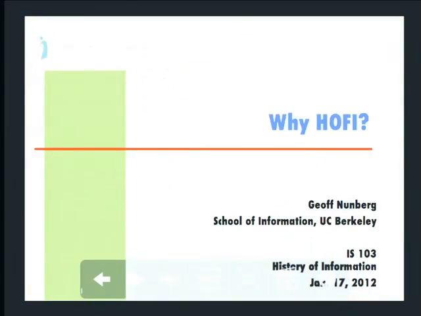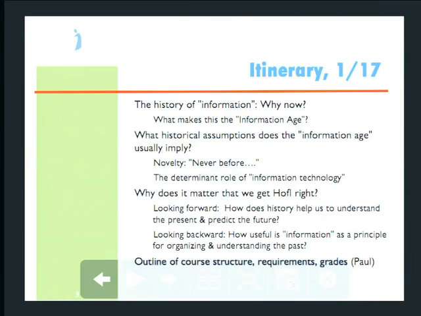What we're going to do today is I'll spend some time just talking a bit about what the class is about and how we think of it, and then Paul will go over the course structure, the requirements, exams, and so on and so forth at the end.